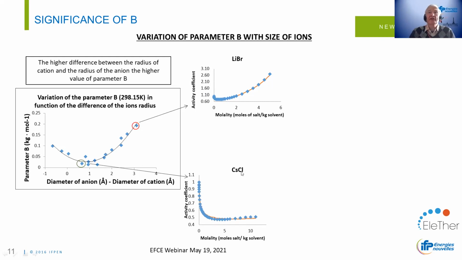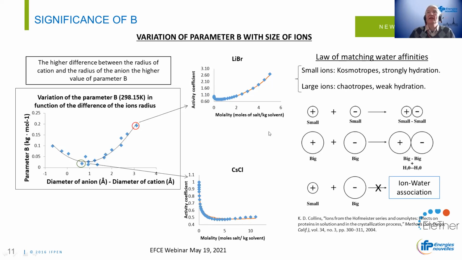On the other hand, you have here cesium chloride, which is 2 ions of similar size. And as a consequence, we have an activity coefficient that doesn't bend up. The reason why we selected this kind of plot is that we were inspired by what Collins at the time called the law of matching water affinities, where they identified that when two ions have a similar size, they tend to dimerize much more easily, and when they have different sizes, they solvate much better. As a consequence, you can see the results directly on the activity coefficient. So this is a way to further extrapolate the behavior to other types of salts for which data might be missing.